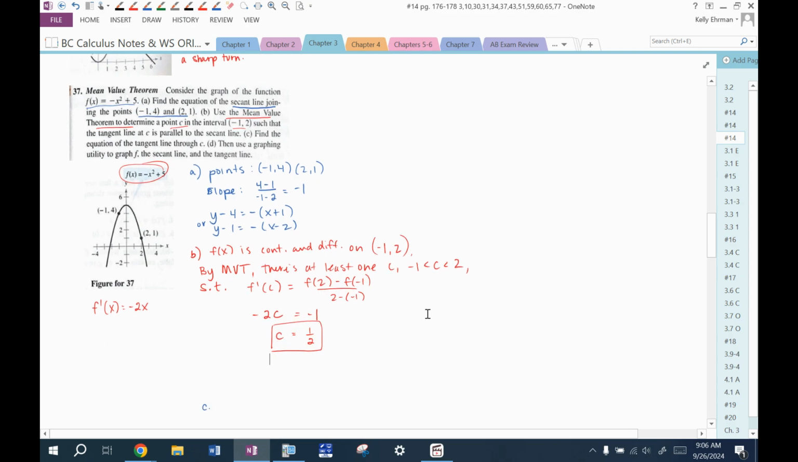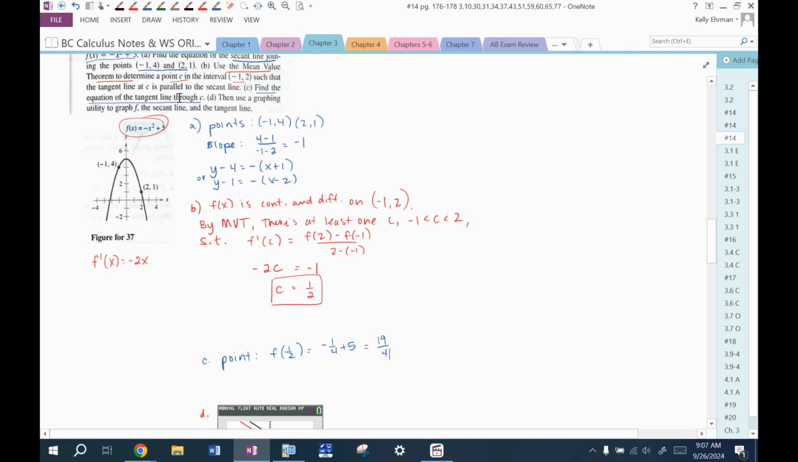Okay, and then part C says find the equation of the tangent line through C. So we need a point. So we need to know what is f of 1/2. That's -1/2 squared is 1/4 plus 5. So -1/4 plus 20 over 4 is 19 over 4. Oh, you know what? I should have found that back in part B. I found C, but point C is 1/2, 19 over 4. Sorry about that.